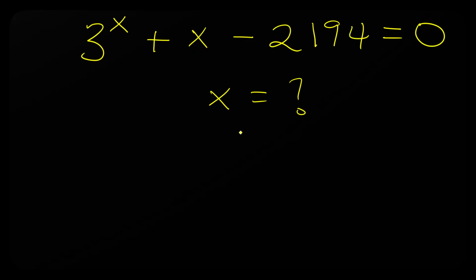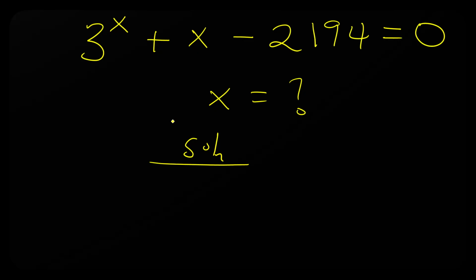Now let's solve for x. Here we're given 3 raised to x plus x minus 2194. It looks very strange, but we'll try as much as possible to provide a solution. Before we can solve for x, by observation is easier and faster, but going through the process is a little bit difficult.